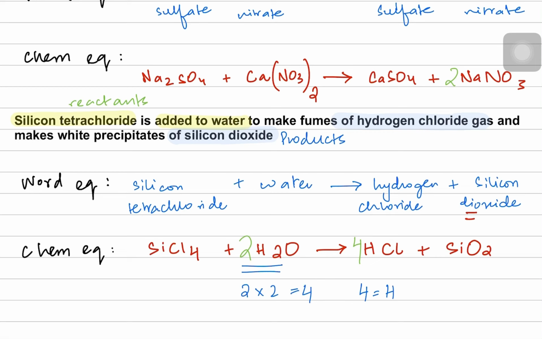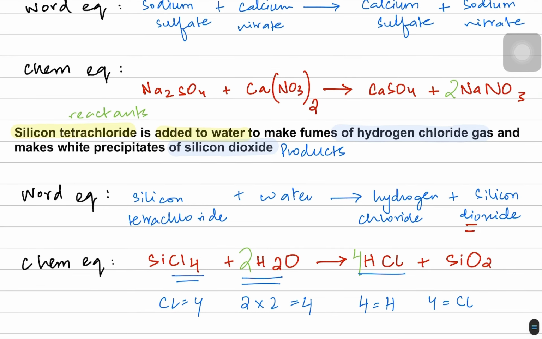So balanced. You notice the chlorides on the left side and the chlorides on the right side, all balanced. So this is how you write a balanced chemical equation. Remember, equations always have to be balanced.